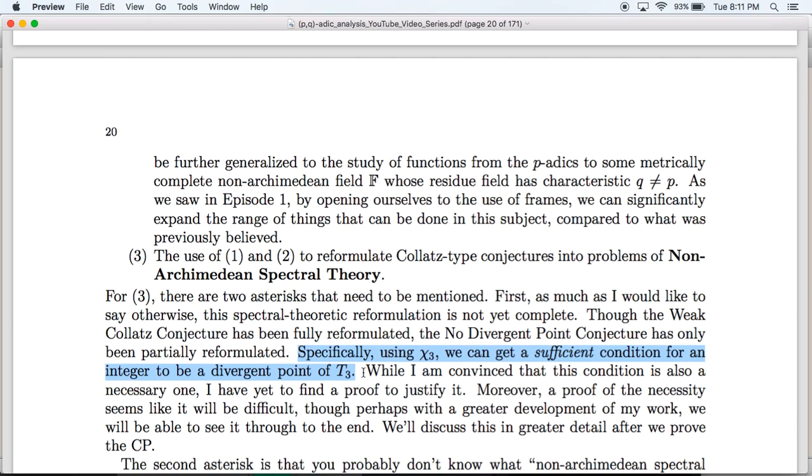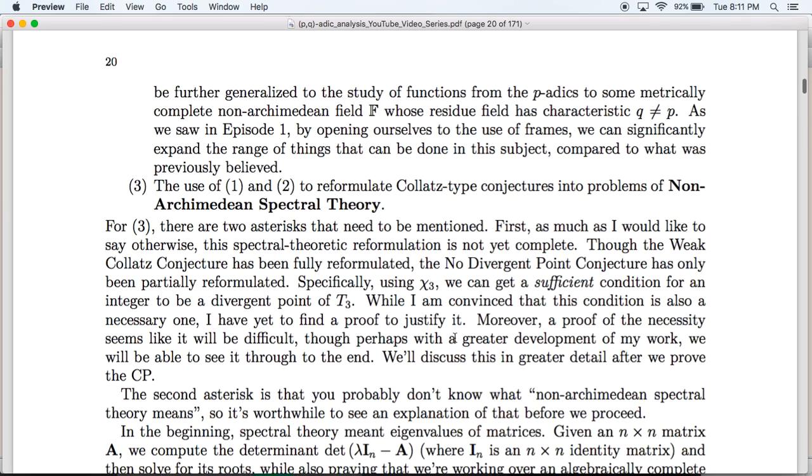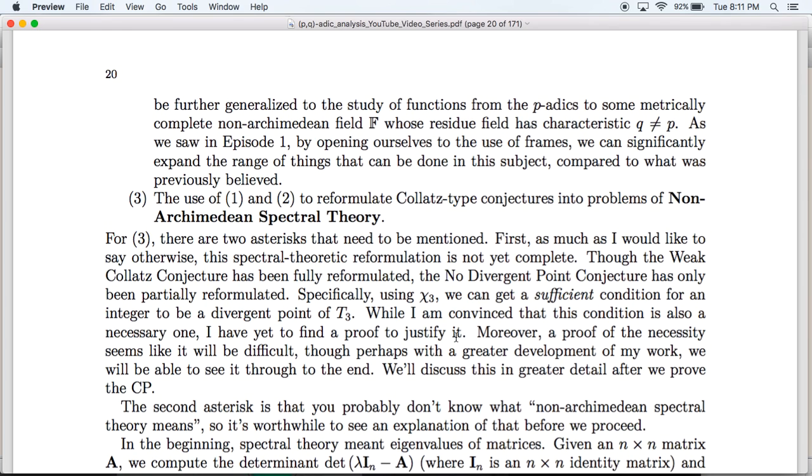However, at the moment, I can't find any proof to justify it, and it might be that this proof could be quite difficult. Perhaps, though, a greater development of the rest of my pq-adic analytic techniques might help in resolving the rest of this conjecture. So right now, we're 3/4 of the way to completely reformulating Collatz-type conjectures. Again, that itself is a worthy area of interest that has nothing to do with the Collatz problem itself, but rather with its reformulation. So that's the first asterisk.